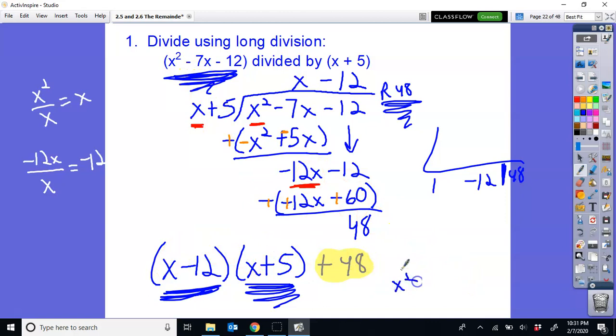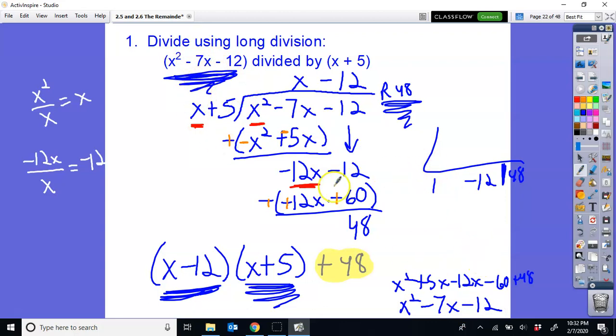X times x is x squared. X times 5 is 5x. Negative 12 times x is negative 12x. Negative 12 times 5 is negative 60. Then if you add 48 to that, you're going to have x squared minus 7x minus 12. That's what we started with.